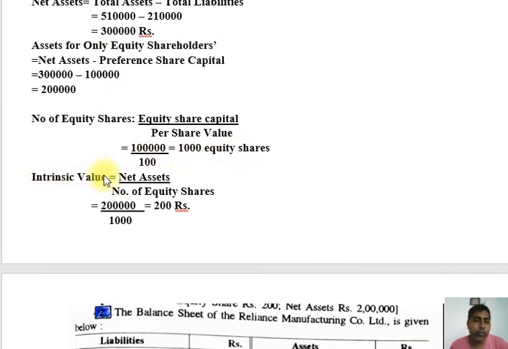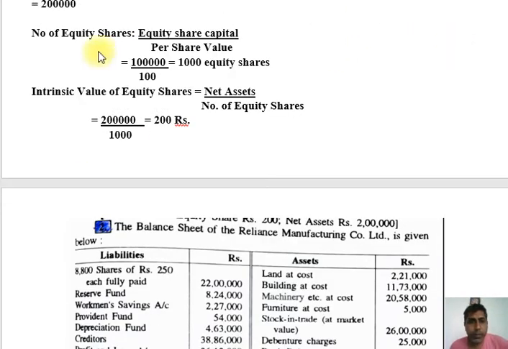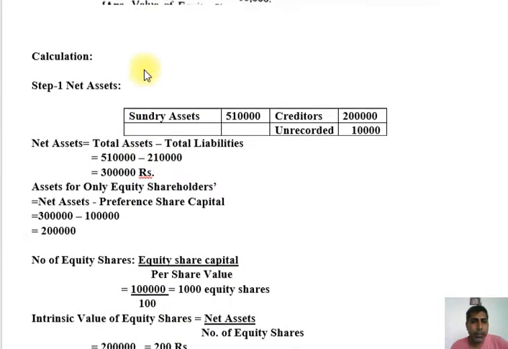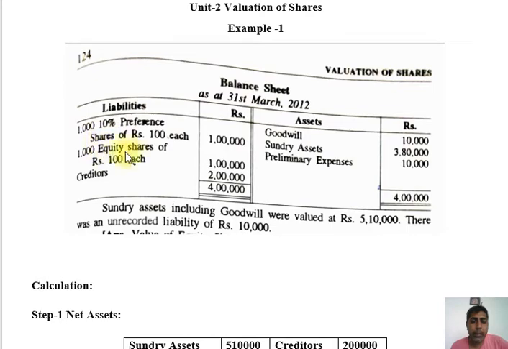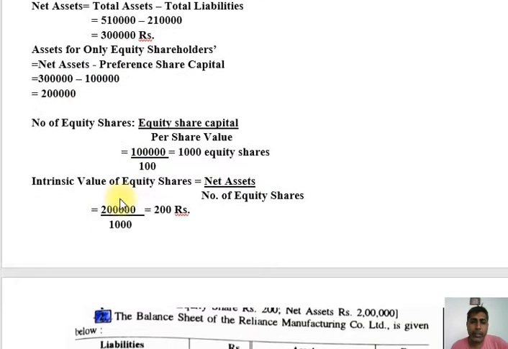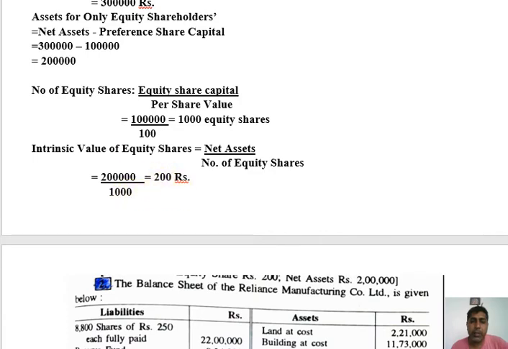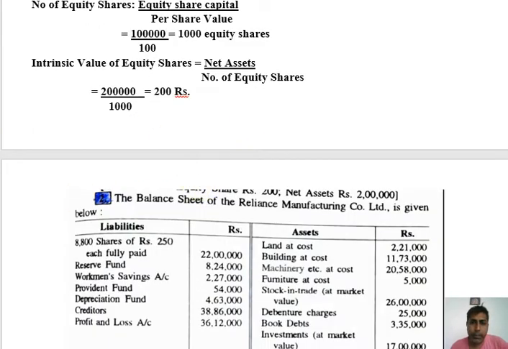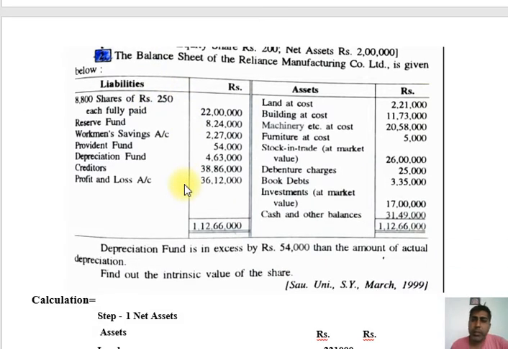Now intrinsic value of equity shares. The number of equity shares is equity share capital upon per share value. So in our example, equity share capital is 1 lakh and per share 100 rupees. So 1 lakh upon 100 is equal to 1000 equity shares. Now intrinsic value of equity shares is equal to net assets upon number of equity shares. So our net assets 2 lakhs and number of equity shares 1000, that is 200 rupees is our answer.